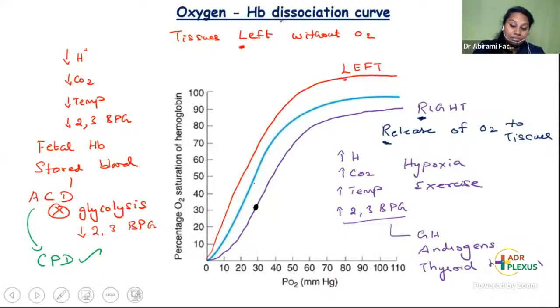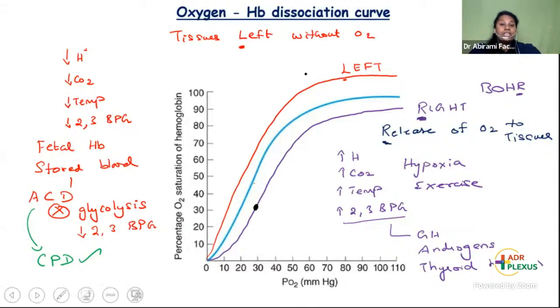See, we have a simple method for that also. Right shift, R for release of oxygen to tissues. R for Bohr effect. R for right side shift of the curve. R for release of oxygen to tissues. R for Bohr effect. So what is Bohr effect?